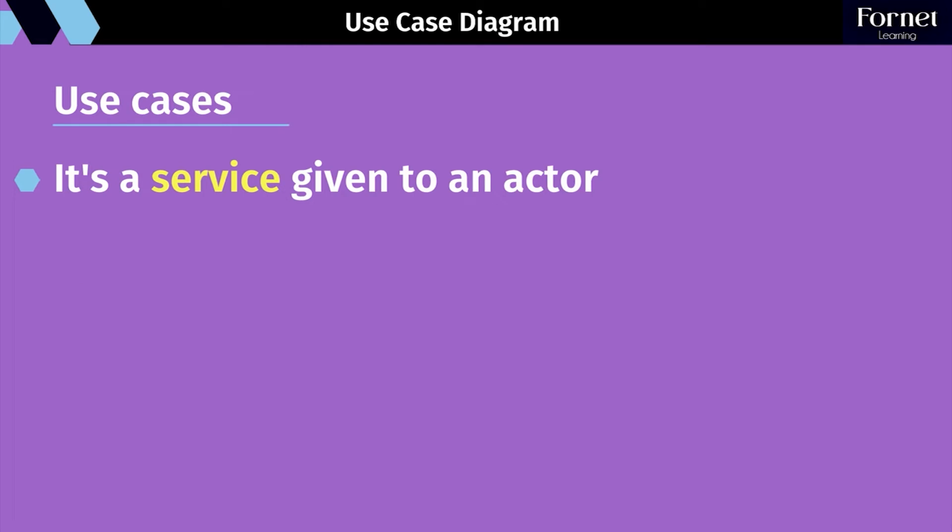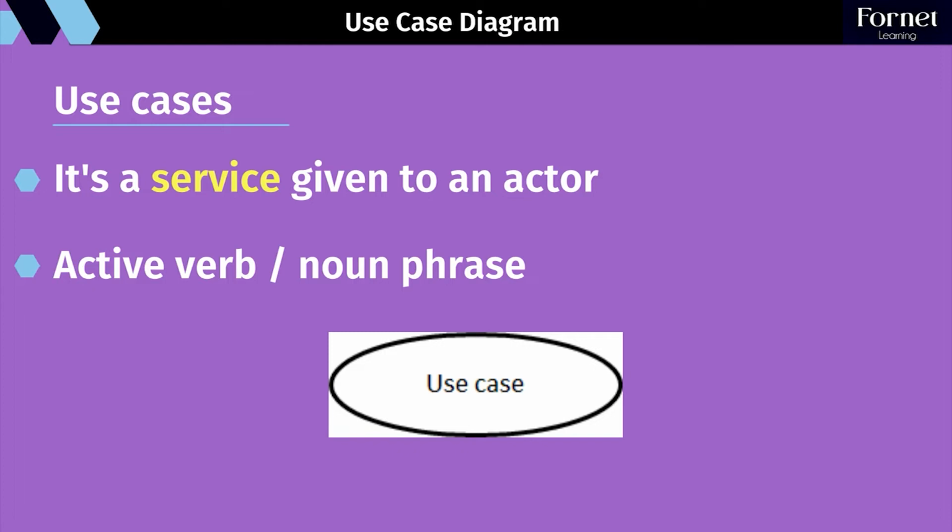We will move now to the use cases, which is the third element in a use case diagram. So a use case is in fact a service given to an actor. It shows the functionality of the system from a user's perspective. Use case name is usually a verb or a noun phrase, and we represent a use case with the circle shape with the name of the use case inside it.